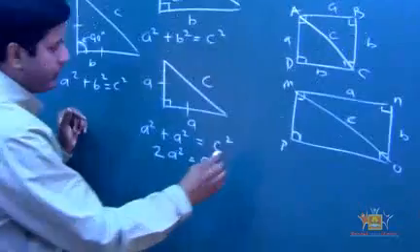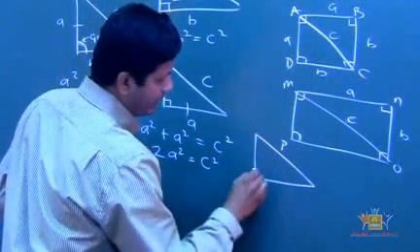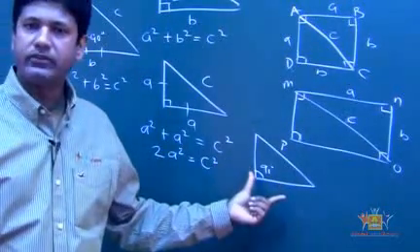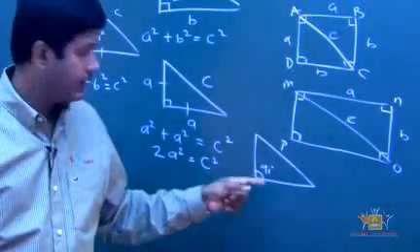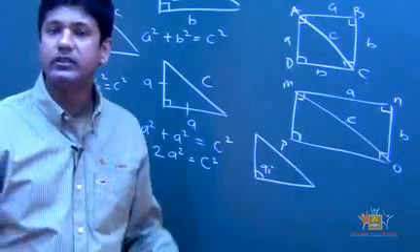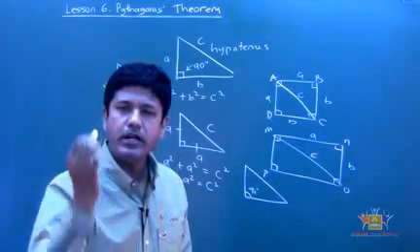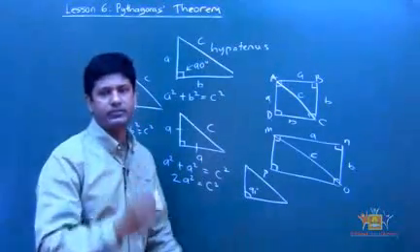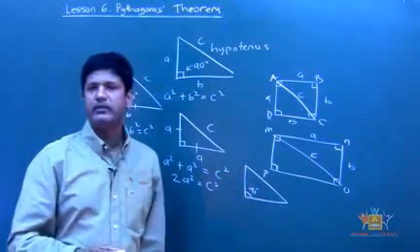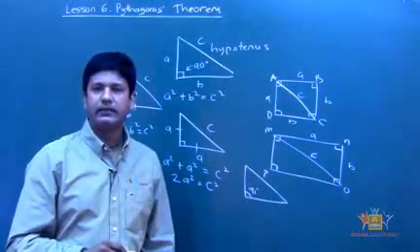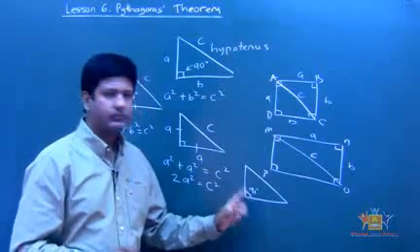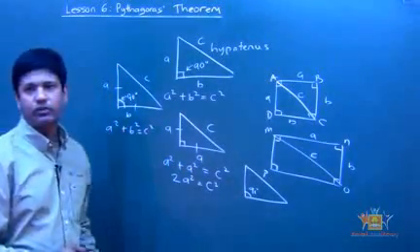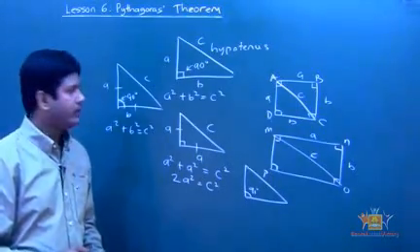Even if I showed this and said this is 91 degrees, will that fulfill the Pythagoras theorem? No. Why? Pythagorean theorem only applies to a right angle, which is 90 degrees. If it's off, even slightly, the lengths will not match. It will not fulfill A squared plus B squared equals C squared. Keep that in mind.